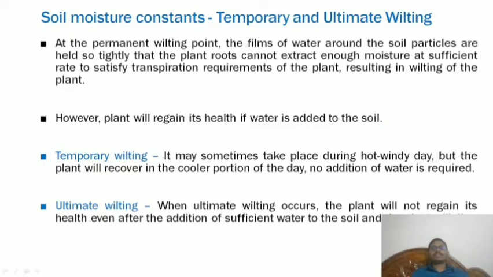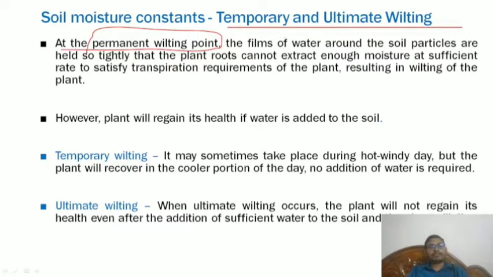Now among soil moisture contents, in particular temporary or ultimate wilting, we can see the permanent wilting point. This is very important. At the permanent wilting point, the films of water around the soil particles are held so tightly that plant roots cannot extract enough moisture at a sufficient rate to satisfy the transpiration requirements of the plant, resulting in wilting of the plant. In a simple sense, plant roots cannot extract enough moisture. However, the plant will regain its strength if water is added to the soil.